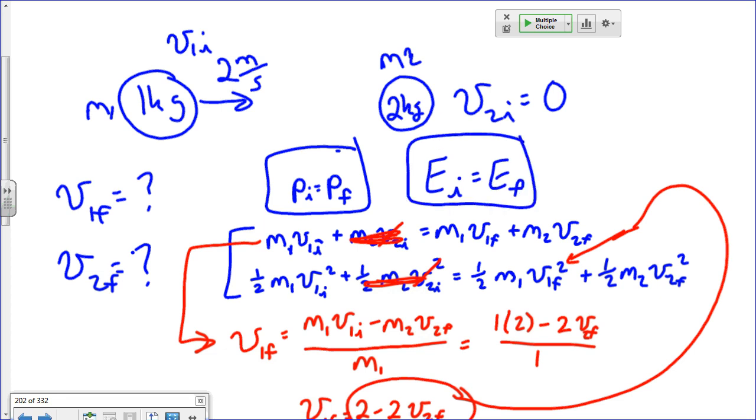I wrote that here, where you have the kinetic energy initial for the first particle, the kinetic energy initial for the second particle, and that's equal to the sum of the kinetic energies for the first and second particle in the final states, which is here, these two.